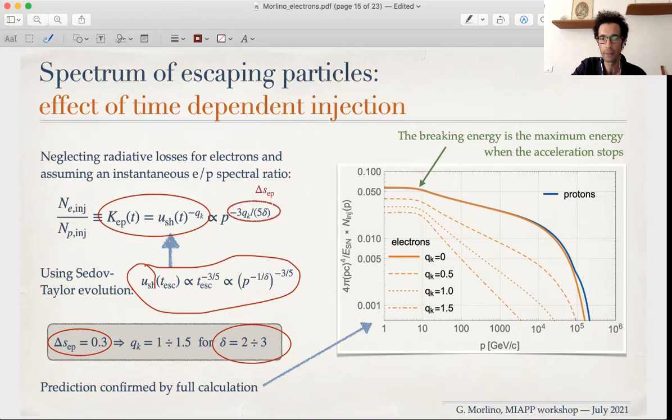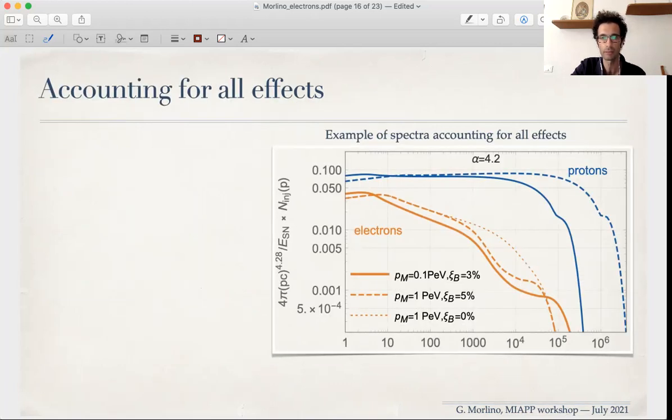Now, is this compatible with what we know about shock acceleration? Before jumping to the last conclusion, let me just show you the entire electron spectrum, including now all the effects: the self-generated magnetic field, the magnetic field amplified by turbulent dynamos, plus the time-dependent injection of electrons. And this is the final plot, where again I'm showing the proton spectrum with blue lines and the electron spectrum with orange lines.